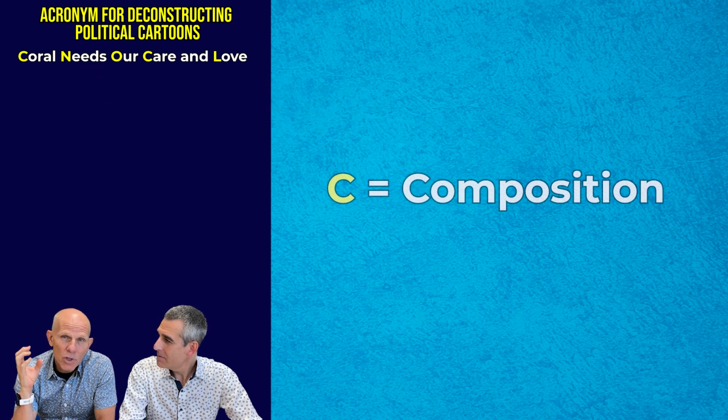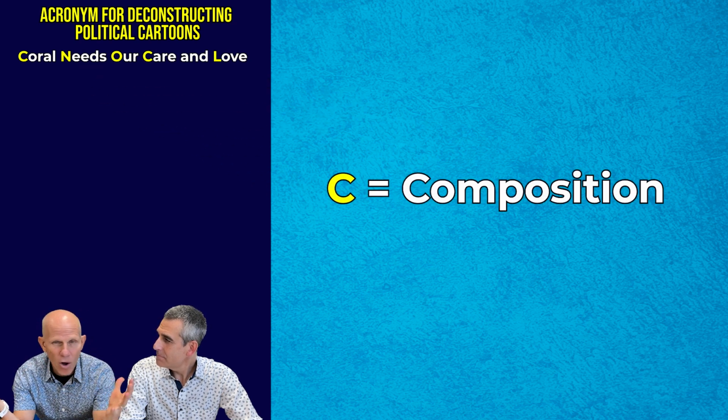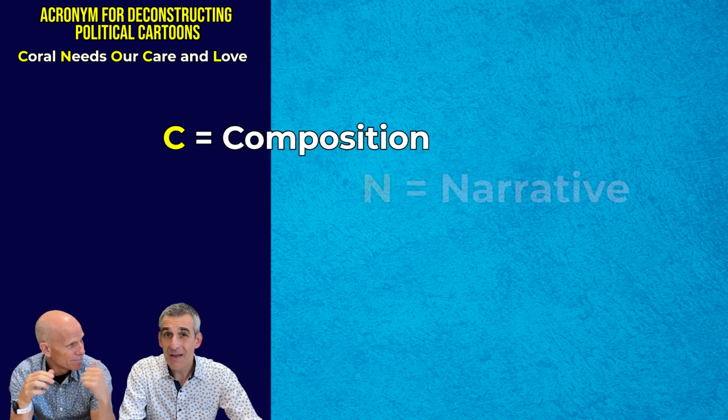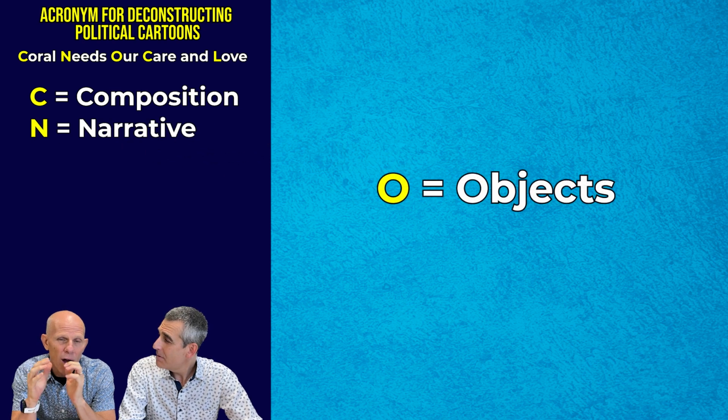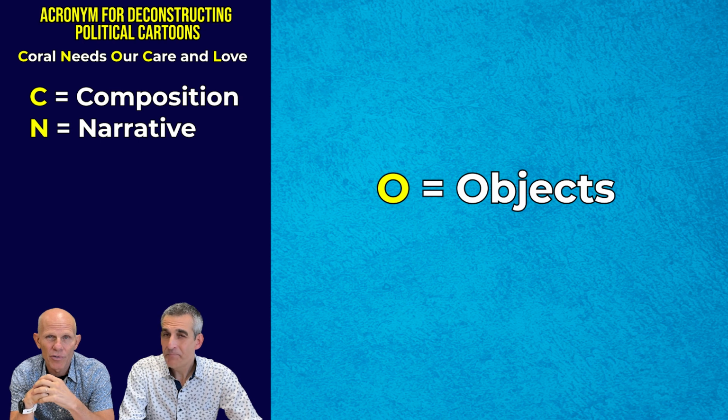The C stands for composition. We're thinking about all the arrangement of visual elements. Yeah, the N stands for the narrative. We're thinking about the characters and the story that's embedded in this political cartoon. O stands for objects and symbols. We're just thinking about the symbolic weight and unpacking those different symbols in the cartoon.